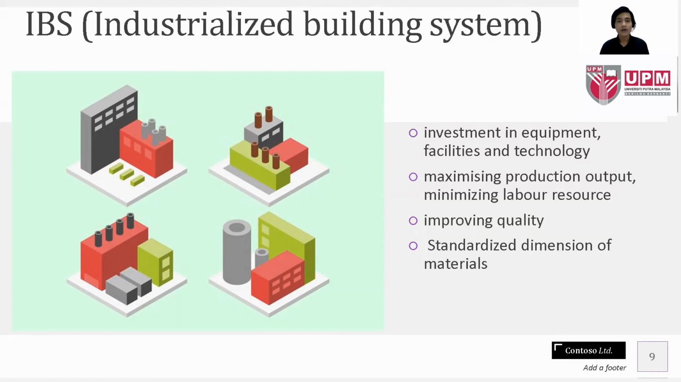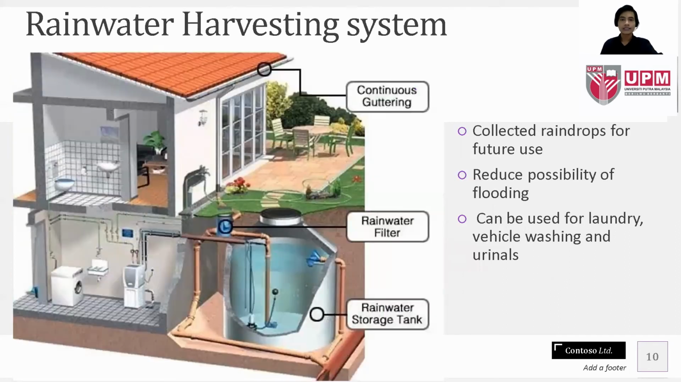Then all the panelings and elements that will be equipped for the building construction system will have standardized dimensions of material. So there will be no confusion when the material is assembled, and both designers and engineers can have ease when designing and constructing the building. So next, the rainwater harvesting system.